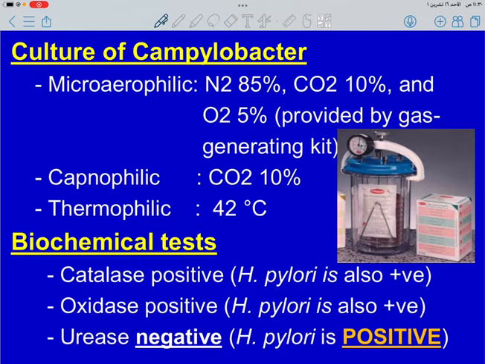وعارفين انتوا الكاتاليز العام الماضي خدتوها بالجنرال مايكروبيولوجي، صح ولا لا؟ Catalase and oxidase. But the difference is in the urease. Excellent. Good. So urease negative, the Campylobacter; H. pylori positive. And you have to be aware of this point.